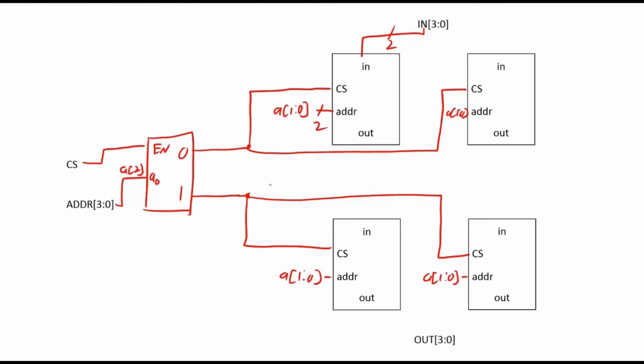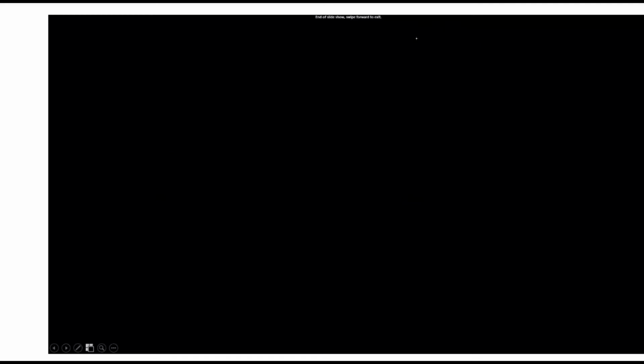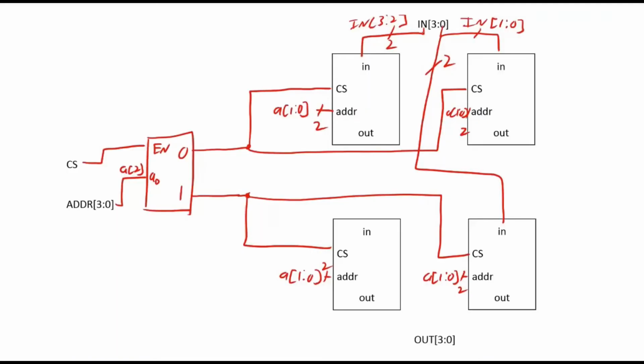So this has 2 bits on that wire, 2 bits on that wire. And this is going to be in 3 down to 2. And then this is going to be in 1 down to 0. And then this is going to split off and continue to go here. So it's the same 2 bits. And then these are also going to go down and connect. That's the same 2 bits there.